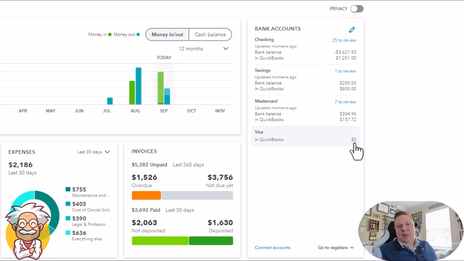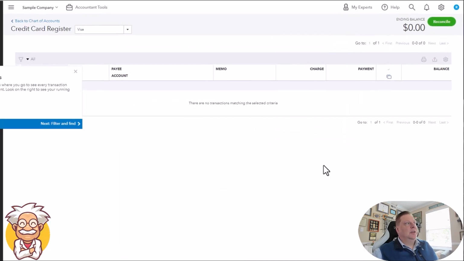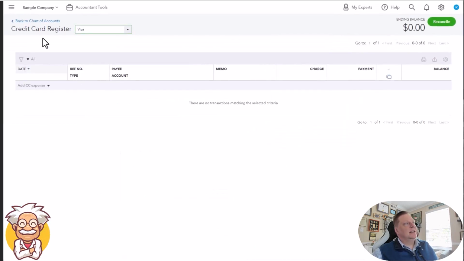Obviously, the biggest thing is there is no blue, and that tells you right away it's not connected. Now, you can always click on it, and what that does is it gets you straight into the register. So it bypasses the banking feed or the credit card feed.